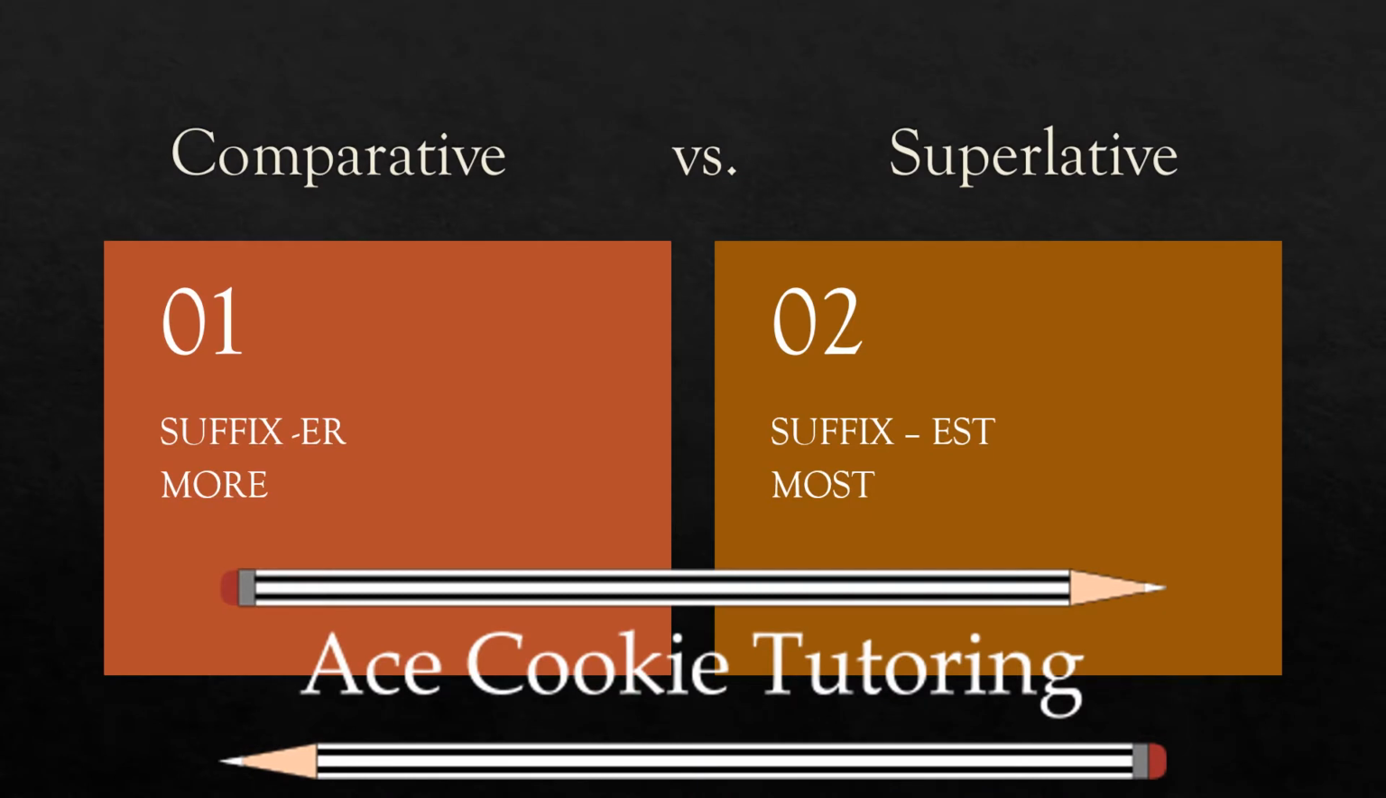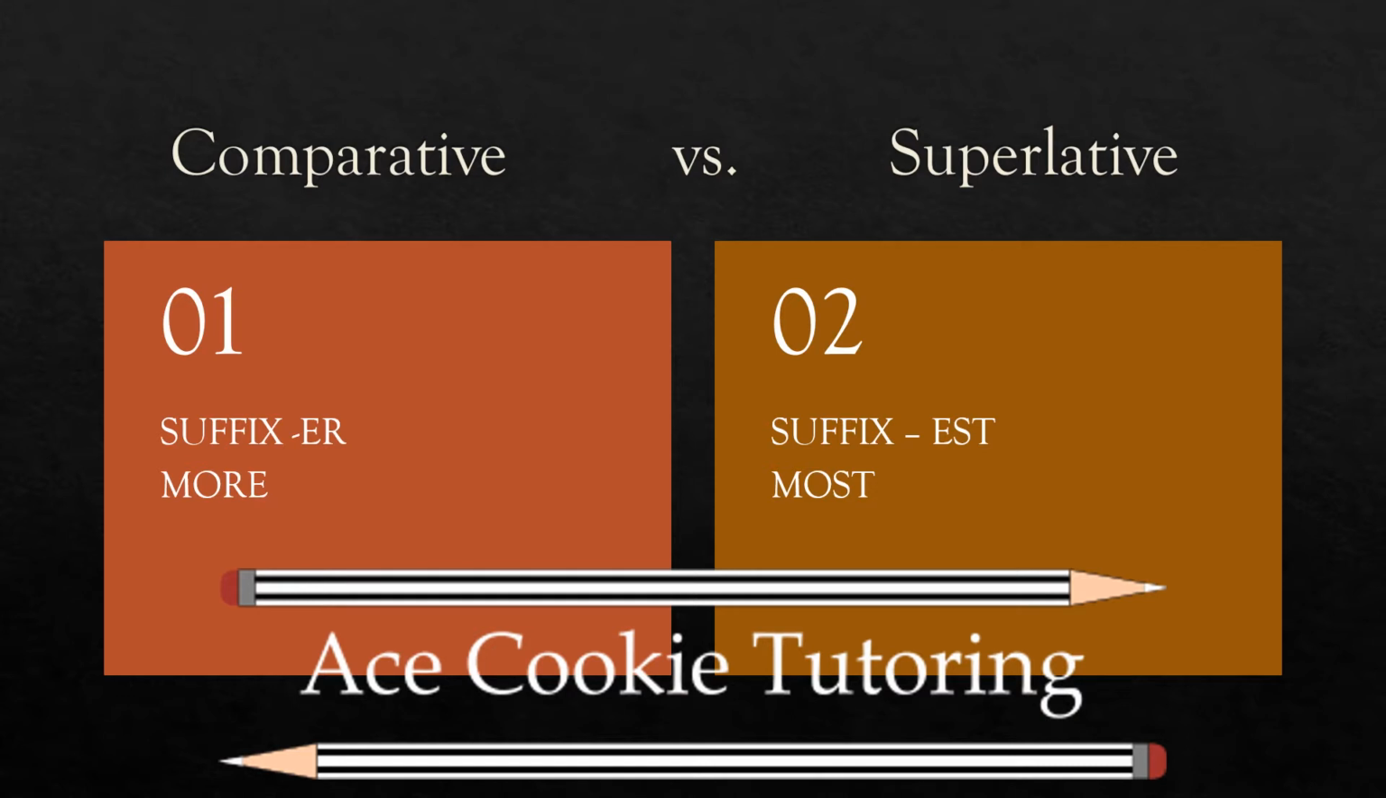So when we are talking about comparing and contrasting, we're talking about the comparative form versus the superlative form. Please never call it the superlative form. I had a teacher that did that all the time, drove me insane. So make sure you say superlative form.